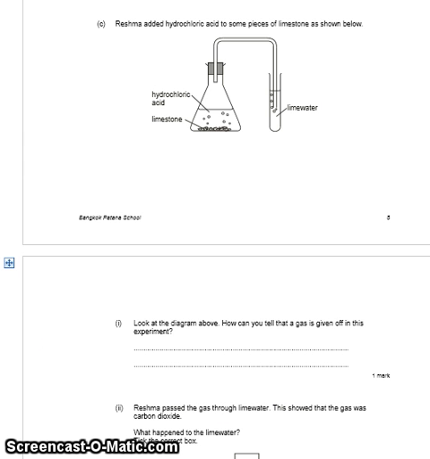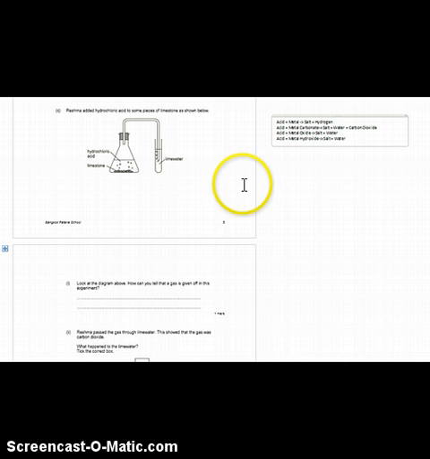So Rashima added hydrochloric acid to the same pieces of limestone as shown below. So there's this limestone, there's the hydrochloric acid. What do we observe? So here we're looking at our key reactions. So we need to know 3 key reactions for reactions of acids. So I'm going to write them down. I'm just going to expand the page over here, and we're going to apply the one that's appropriate here. So over here we can say our key reactions are of acids. So which one of these applies now?